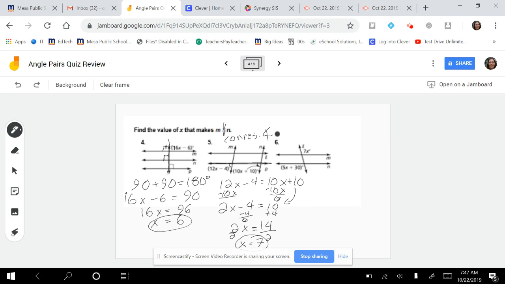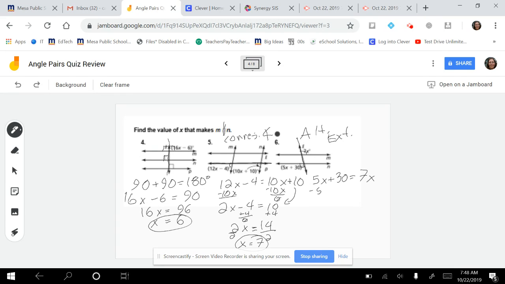Okay, next one, everybody. So these are alternate exterior, and I know that because they're on opposite sides of the transversal and they're both outside. So they're outside like that, and set them equal to each other. Remember, alternate exterior angles are congruent.